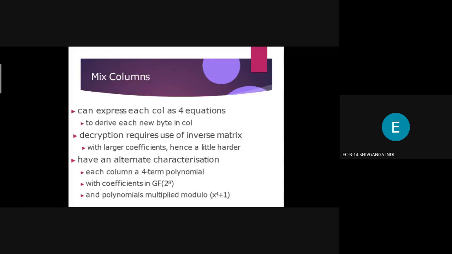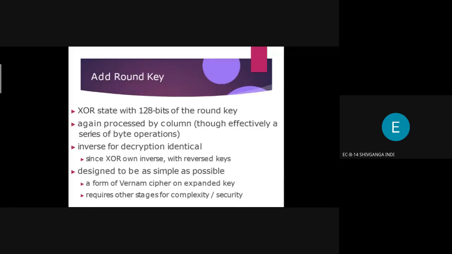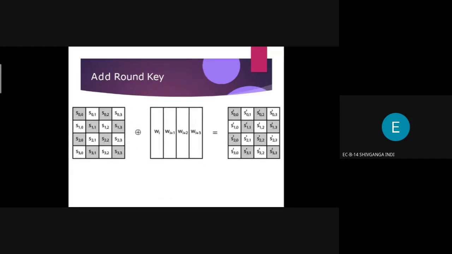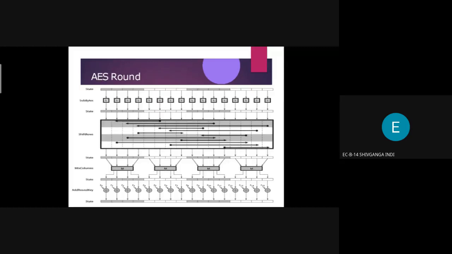And the fourth step is add round key. In this case, we simply add a key at particular locations or to a particular text. So these are the four steps of the AES algorithm, and based on these four steps, we can design the AES algorithm.